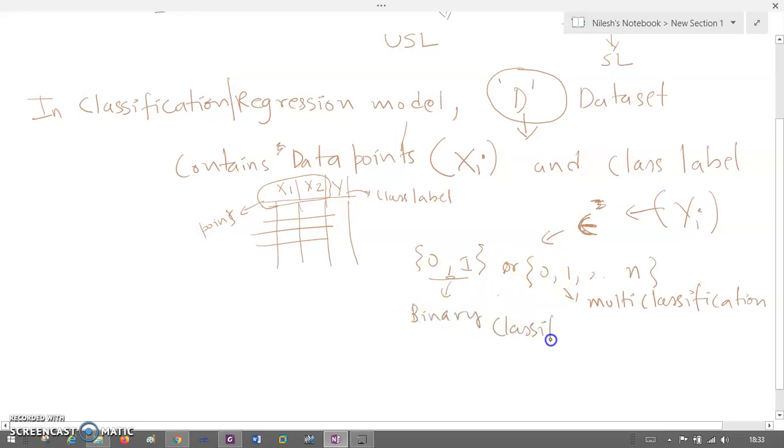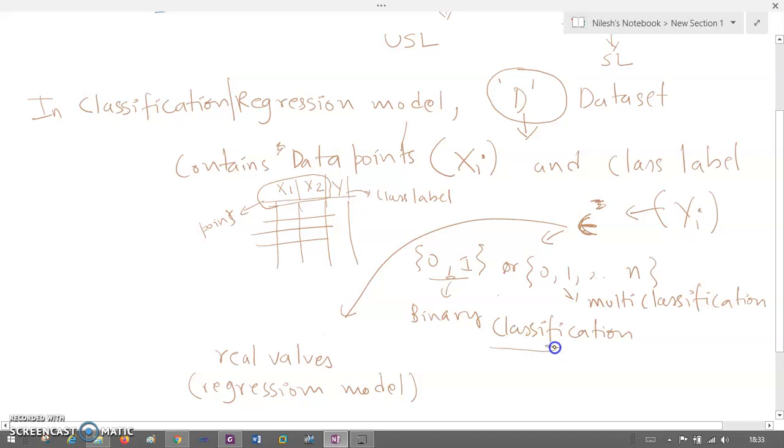So your y of i belongs to the classification model, which is this, or it also belongs to some real values for the regression model, and this is for the classification model.